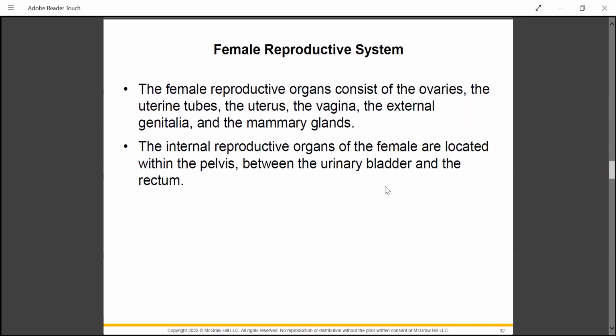All right, we're going to go ahead and pause there because we're going to move on to the female reproductive system. So that's a good spot to break this up.